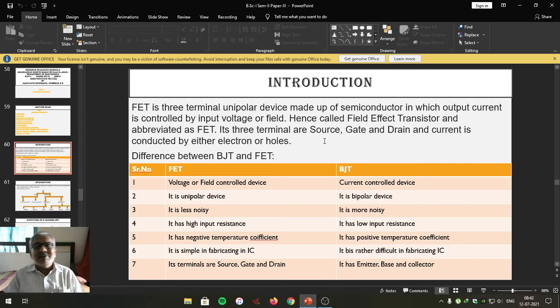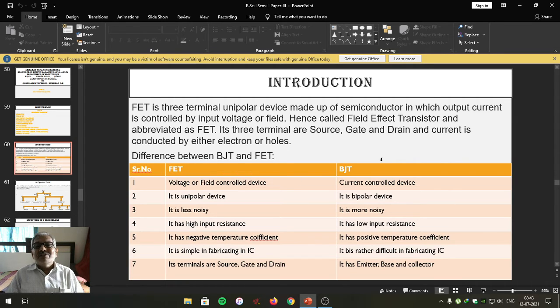It is also made up of semiconducting material. It is a three-terminal device, namely source, gate and drain. Current is conducted only by means of one type of charge carriers, that is either electrons or holes. Output current is controlled by means of an input voltage or field. That's why it is called a field effect transistor. Within these two definitions, respectively, for FET and BJT, we are going to differentiate now both under the title difference between BJT and FET.